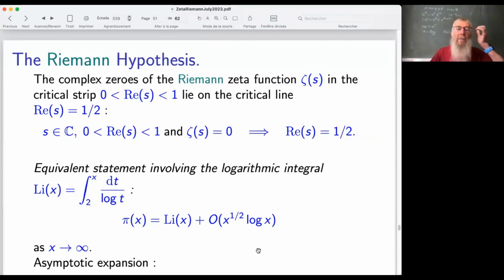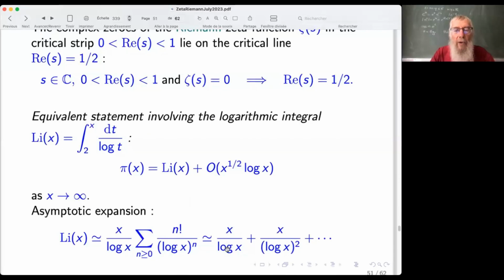You see, the prime number theorem says that pi of x, the number of primes less than x, which gives the title to the memoir of Riemann, is equivalent to x over log x. But this is much more precise because the Li function, which is given by this integral, has an expansion which is x over log x plus x over log x squared plus and so on. And it would mean that pi of x is this function with an error term which is much smaller than all the expansion which is given here.